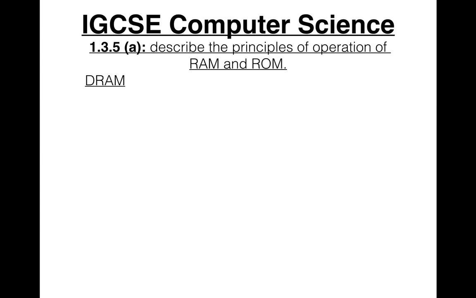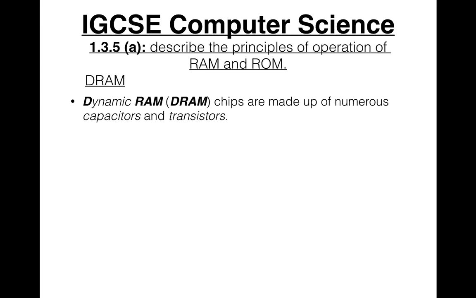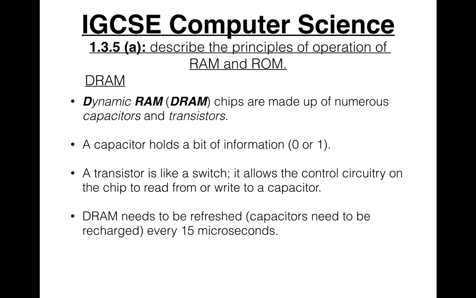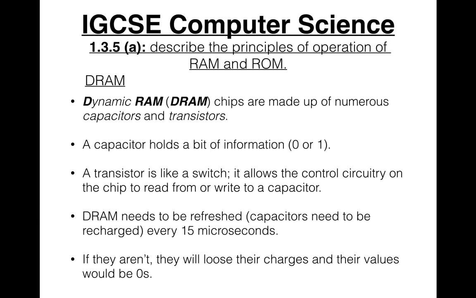So let's finally look at DRAM. Dynamic RAM chips are made up of numerous capacitors and transistors. A capacitor is something that holds a bit of information, so 0 or 1. And a transistor is kind of like a switch. It allows the control circuitry on the chip to read from or write to a capacitor. DRAM needs to be refreshed constantly. So this means that capacitors need to be recharged, and this usually happens every 15 microseconds. If they aren't, they will lose their charges and their values would be zeros, and that's pretty annoying.